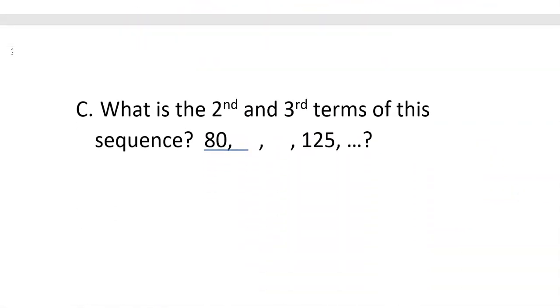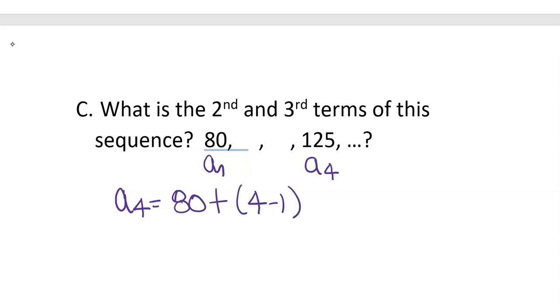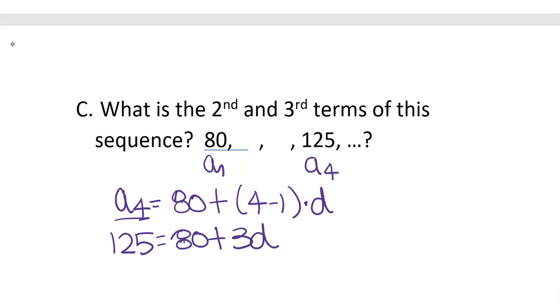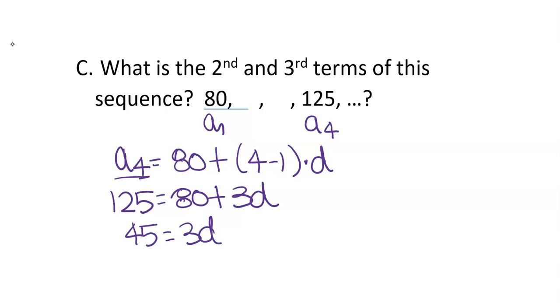We're going to do one more like that. Here we have a sub 1 is 80. A sub 4 is 125. So the fourth one is the one we start with the formula. First term is 80 plus 4 minus 1 times our common difference that we don't know. We do know a sub 4, it's 125. So I'll subtract 80, and we get 45, equals 3D, and we divide by 3 and get 15.